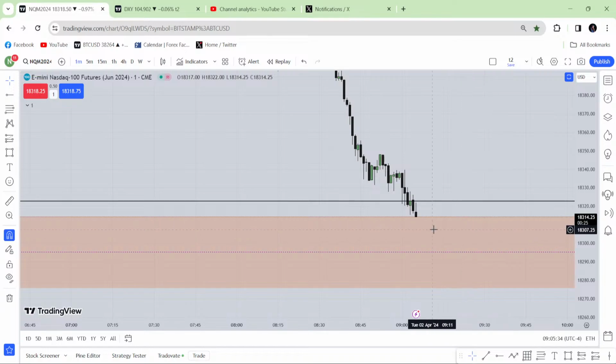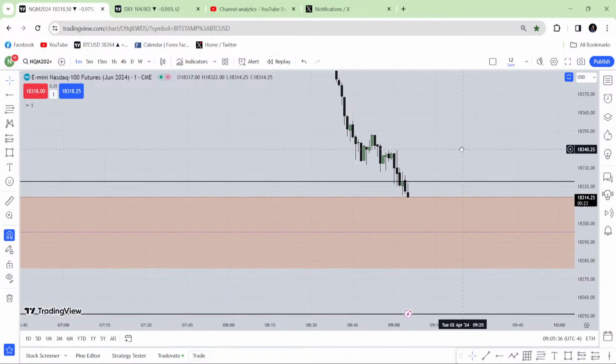Okay, so yeah, it came to this last fair value gap. Now is the time to look for buy. I'll look for buy only.